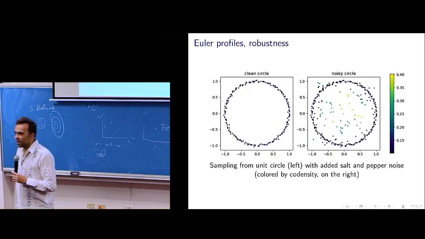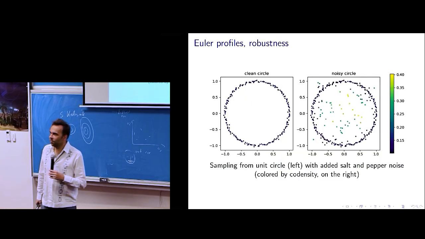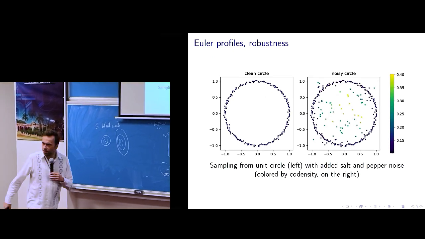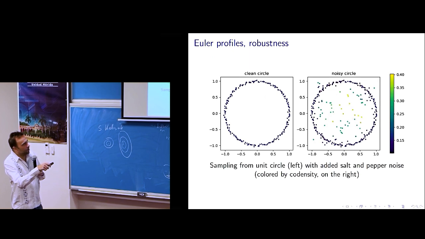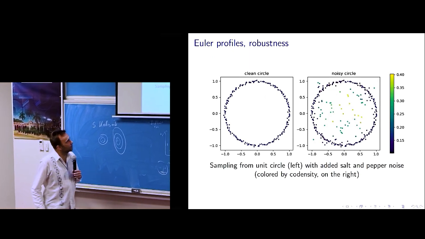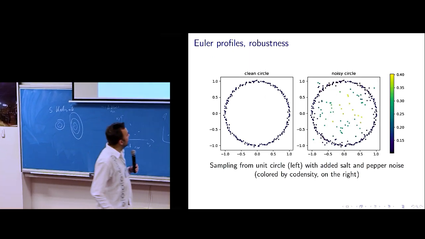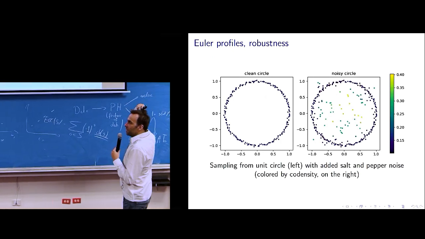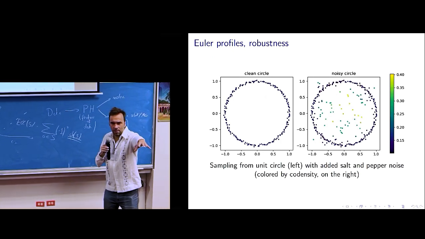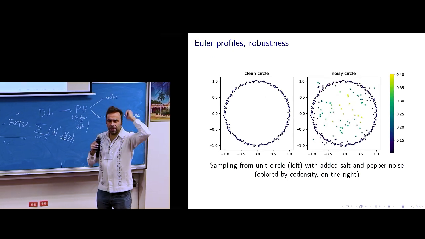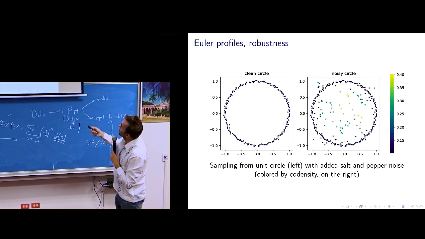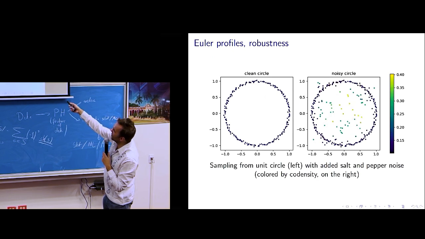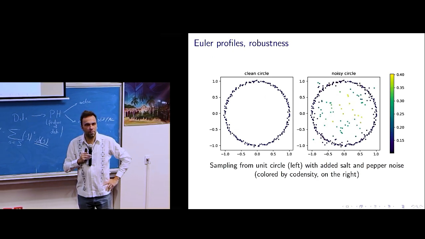Let's see this example before we go for lunch. So, a unit circle contaminated with lower density noise. And what we have over here is the codensity, so it's 1 over density, or 1 over the distance to, say, the second nearest neighbor. Those points have a large distance to the second nearest neighbors. Those in the high density region have a low one. Does it make sense?